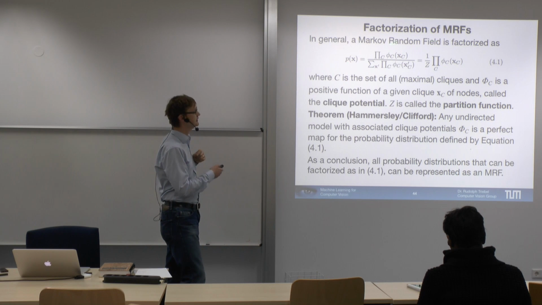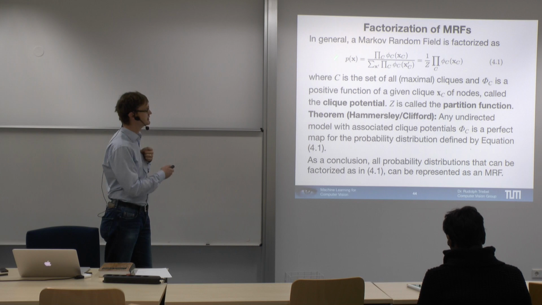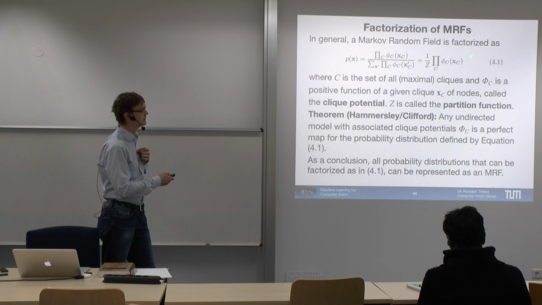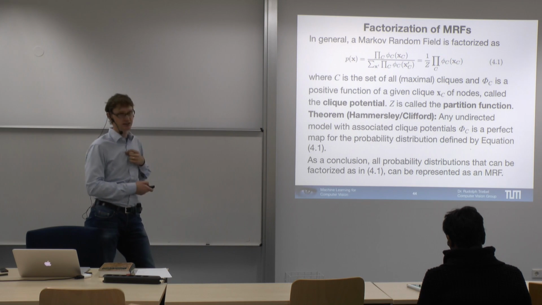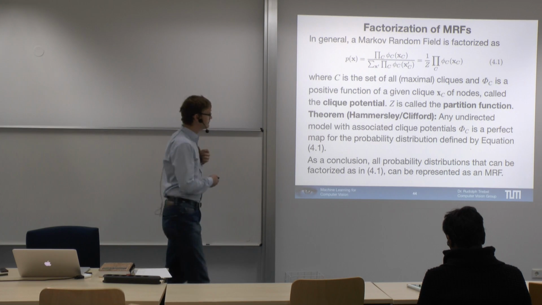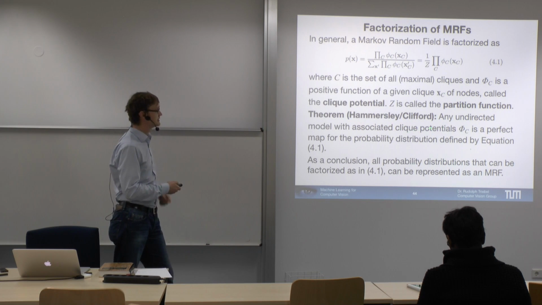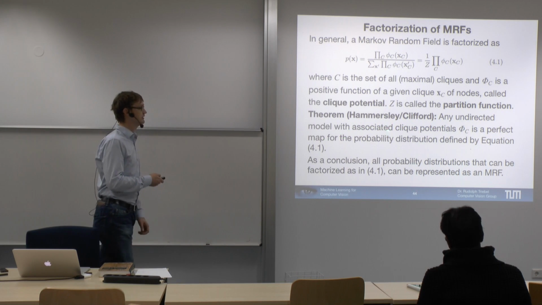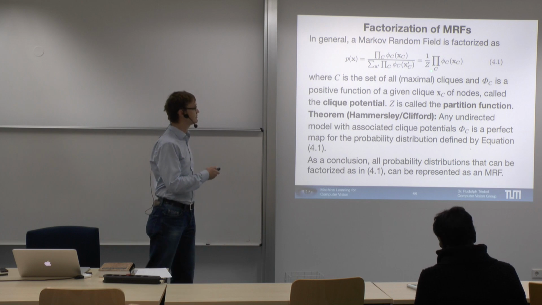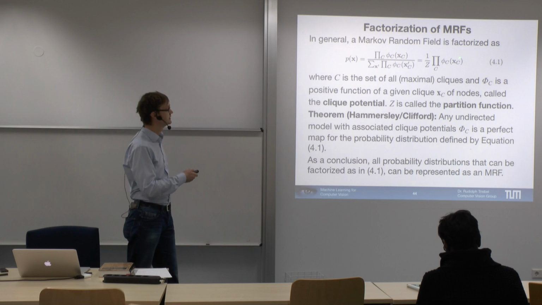So if I maximize this thing here, if I look for parameters that maximize this whole thing, then I only have to look at these phi functions here, right? Now there's a very important theorem from Hammersley-Clifford that says any undirected model with associated clique potentials phi c is a perfect map for the probability distribution defined by this equation, right?